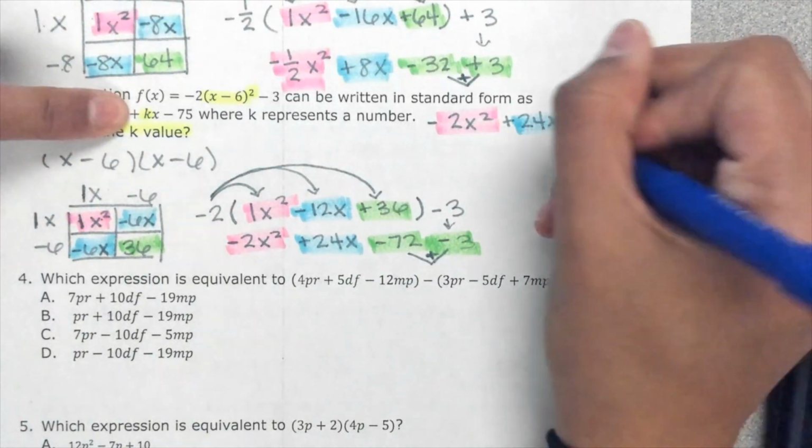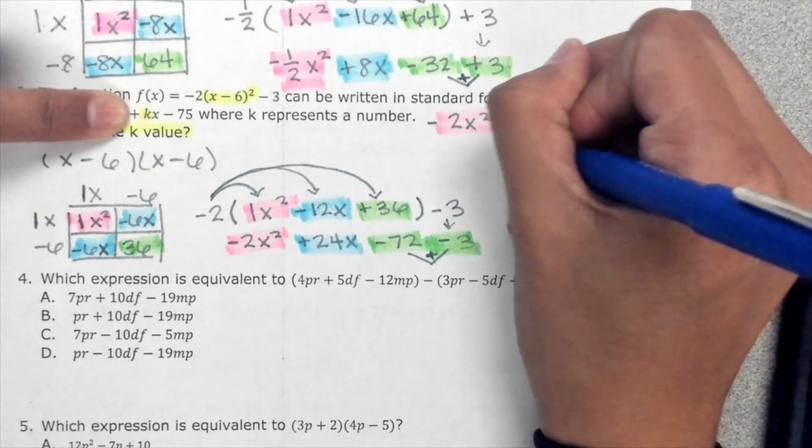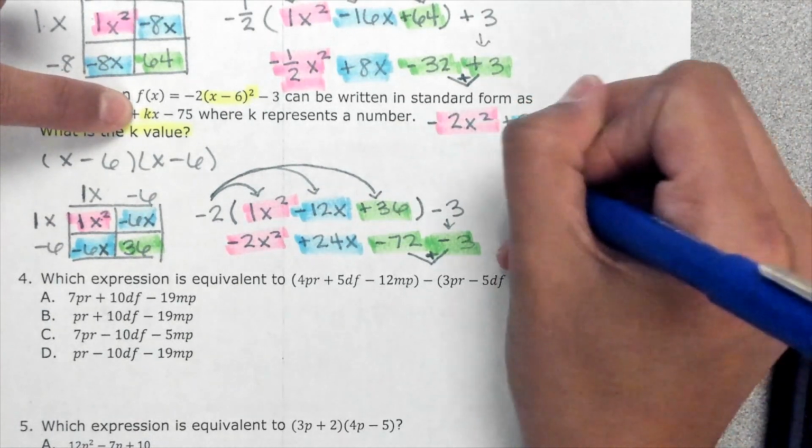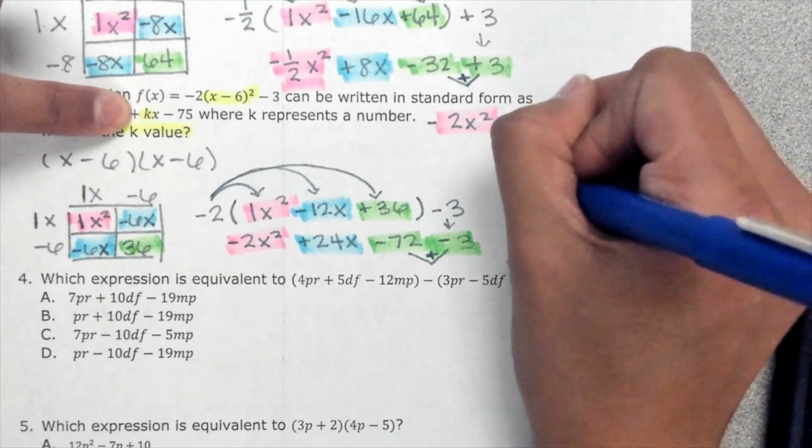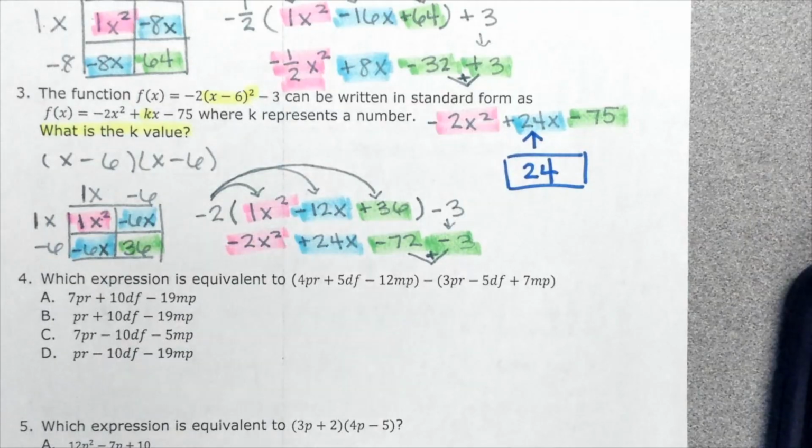K is that middle term next to x. So what is the value of k? My answer would just be the number. The value of k is 24. That is my final answer.